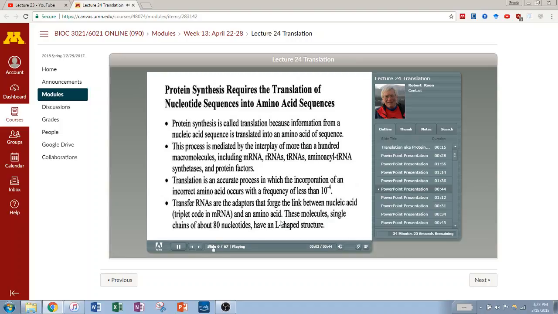Protein synthesis involves the translation of nucleotide sequences into amino acid sequences. Translation is mediated by the interplay of more than 100 macromolecules, including messenger RNA, ribosomal RNAs, transfer RNAs, aminoacyl tRNA synthetases, and protein factors. Translation is an accurate process in which the incorporation of an incorrect amino acid occurs less than 10 to the minus fourth times. Transfer RNAs are the small adapters of about 75 nucleotides that link the triplet code in messenger RNA to an amino acid in the protein.